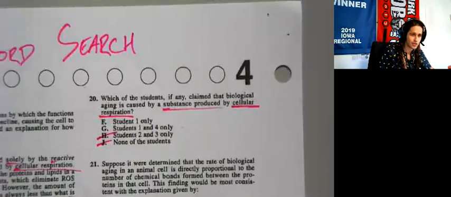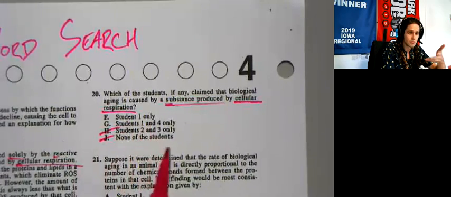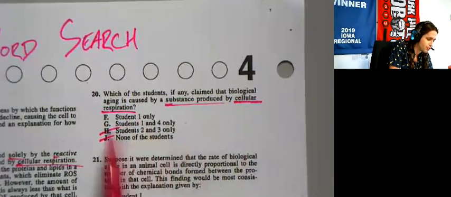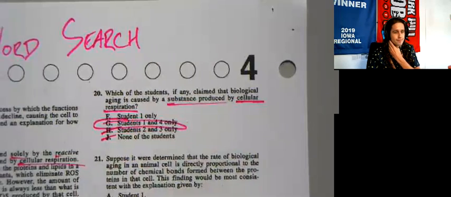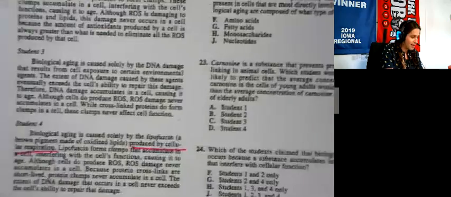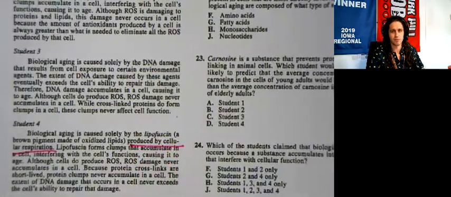You didn't need to look at 2 and 3 because once you figured out that 1 was a yes, none of the options that include 1 include 2 or 3. So we know it's going to be G, 1 and 4. Boom. And we did that by word search. And do I know what reactive oxygen species or lipofuscin is? No, I don't even know how to pronounce it, but you still got the point right.